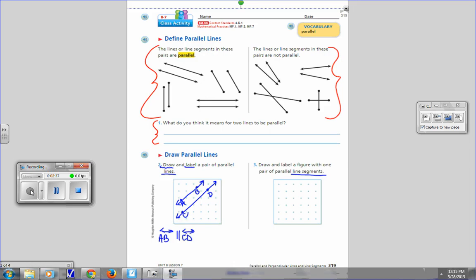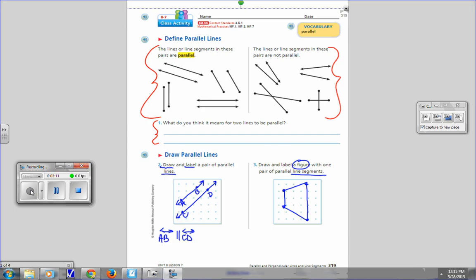Now over here we're going to draw a figure with one pair of parallel line segments. So we're going to connect 3 dots, and then we're going to go 1, 2, 3, 4, 5, 6 dots. So there are our line segments that are going to be parallel. But if we want a figure, we have to close this figure.